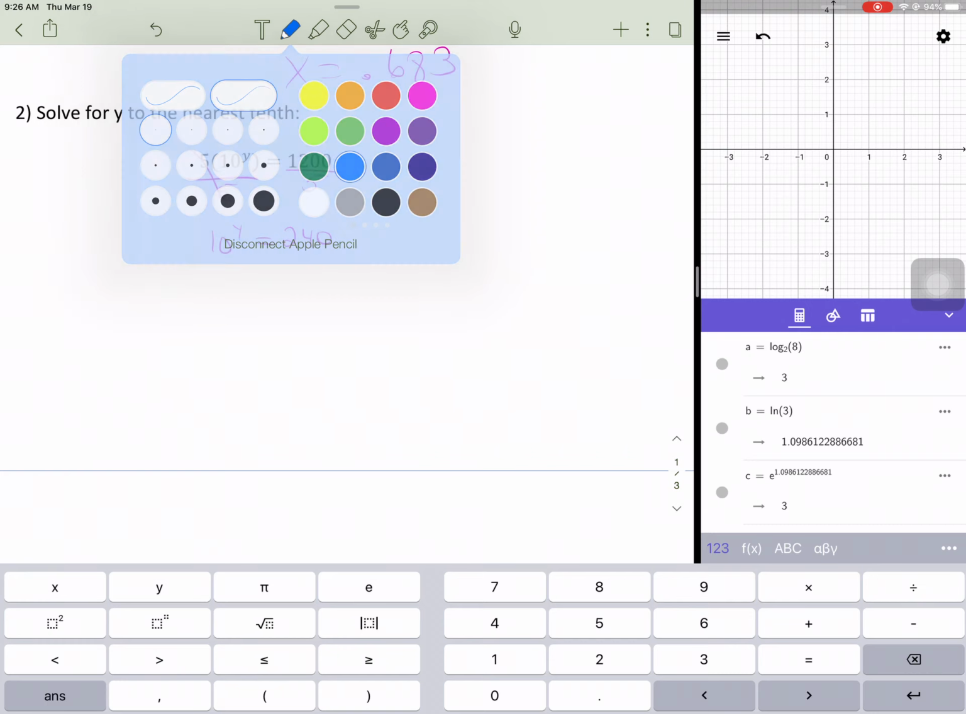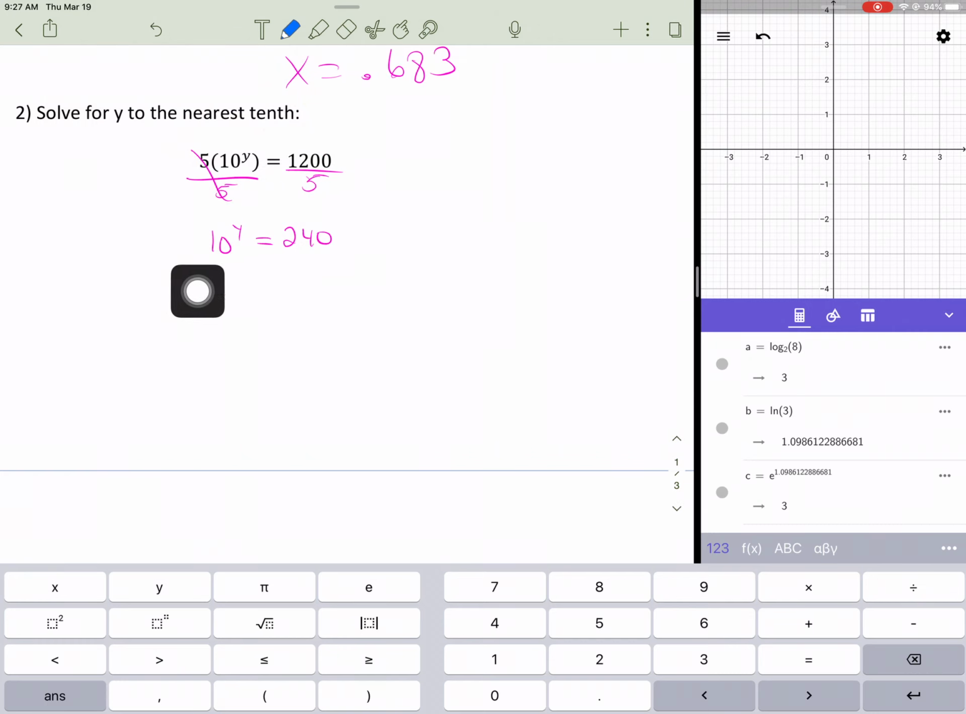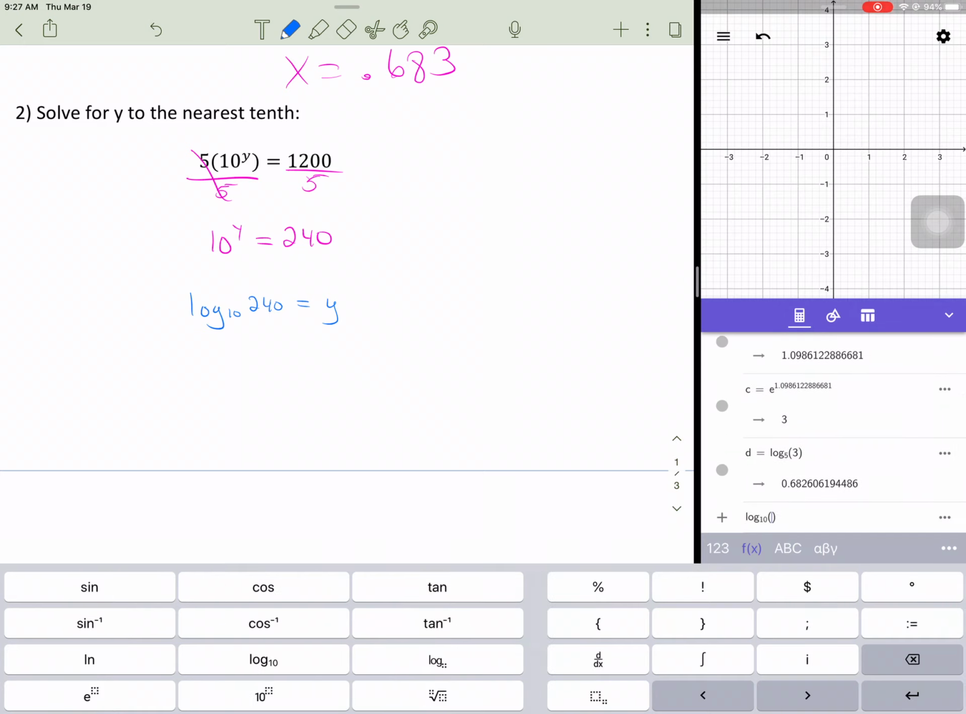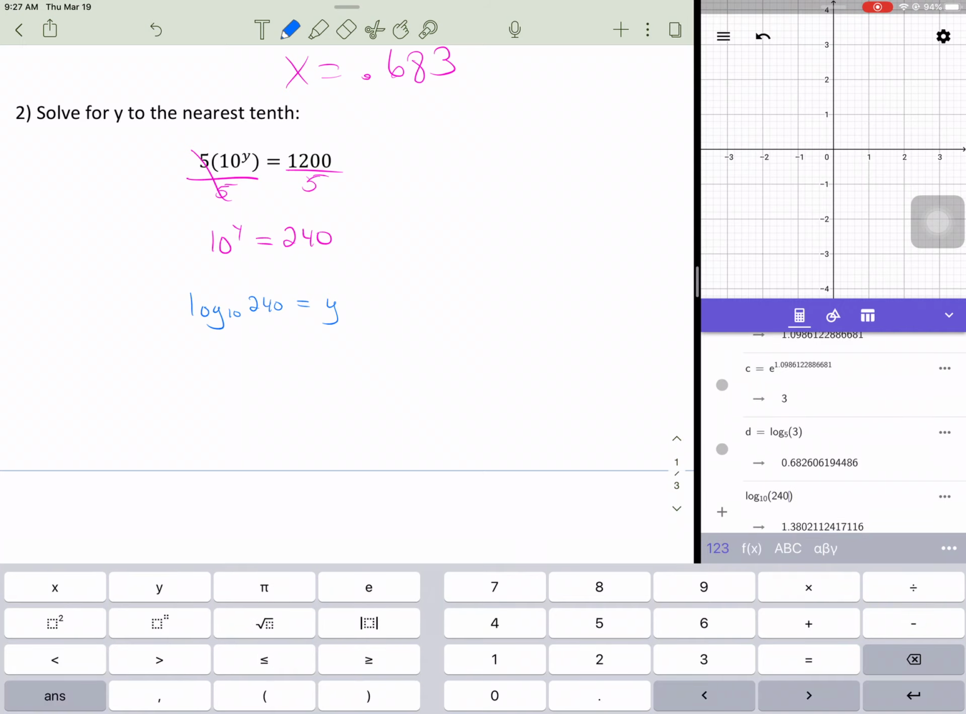So here we go. 10 to what power is 240? Well, 10 to the first is 10, 10 to the second is 100, 10 to the third, 100 times 10, is 1,000. So it has to be somewhere between 2 and 3. Let's see. Log base 10 of 240 equals y. Don't forget, base 10 is in the calculator already, so it saves us some time. Log base 10 of 240 is 2.38021. To the nearest tenth, the problem says, so y equals 2.4.